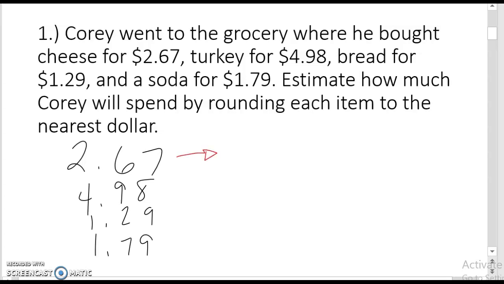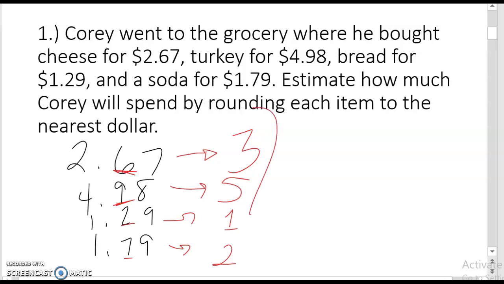So $2.67 will round to $3 because we look at that one place past the decimal. 6 tells us to round up. In our turkey, the 9 tells us to round up. So we are at $5 there. $1.29 will round down to $1, and $1.79 will round up to 2.